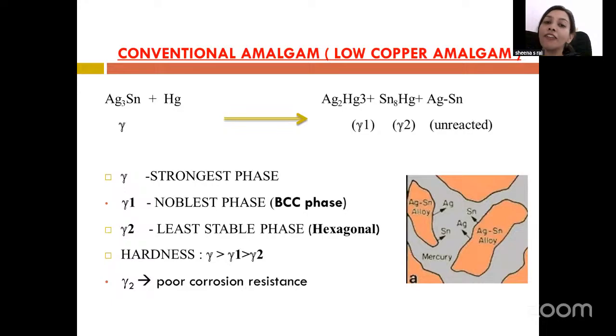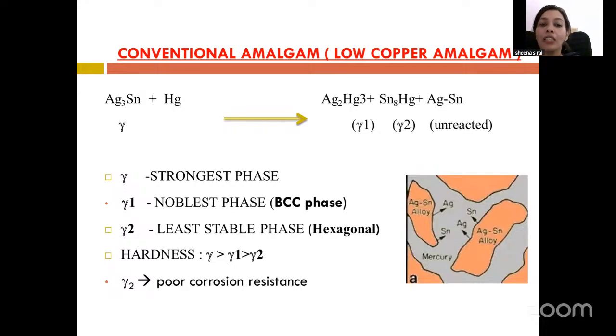Coming to the conventional amalgam, in early days the amalgam had low copper. In the low copper amalgam, you can see the first reaction: gamma is actually Ag plus Sn. So they have no copper. It is the combination of silver and tin. They react to form gamma 1 and gamma 2. Gamma 1 is a silver mercury combination, and gamma 2 is a tin mercury combination.